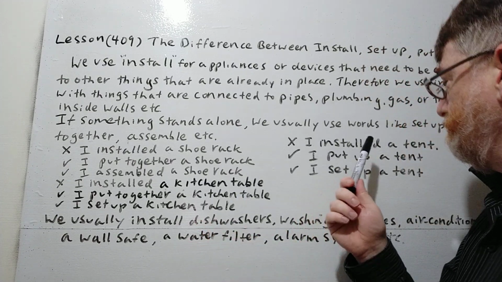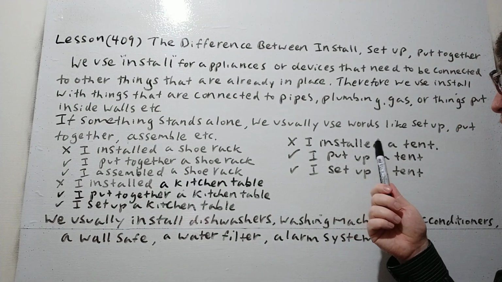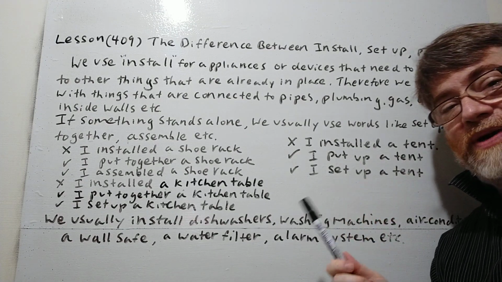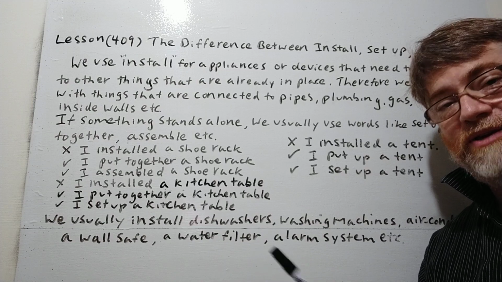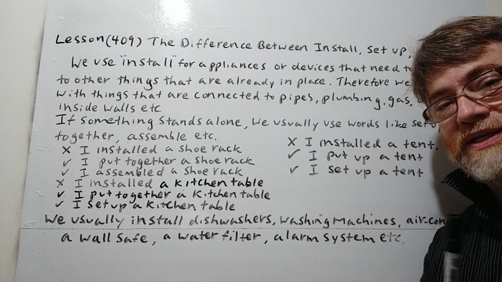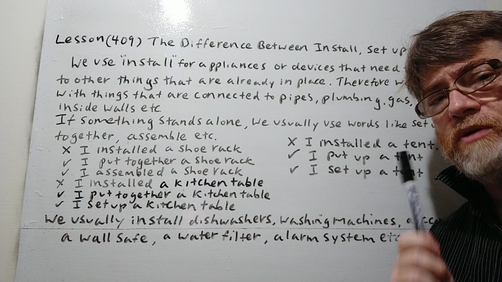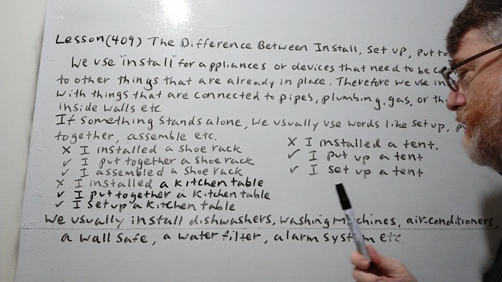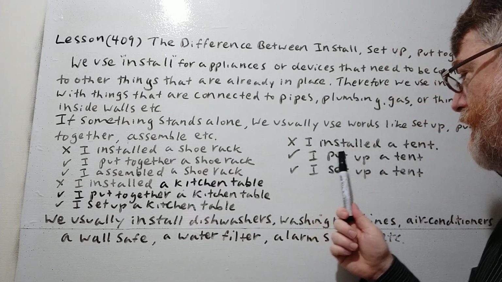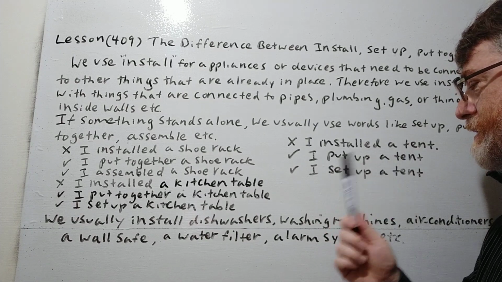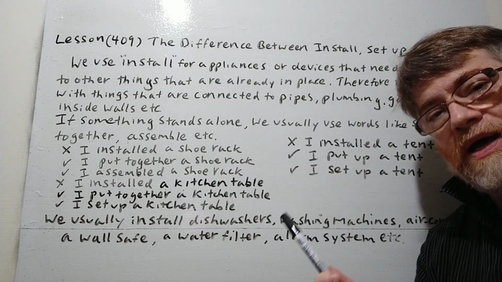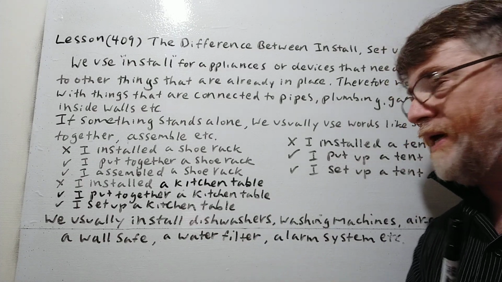All right, here are a few more examples. I installed a tent. No, definitely not. You don't install any tents. You put up a tent. That's the way we usually say it. Well, we use the word pitch too. You can pitch a tent, put up a tent, but not install a tent. I put up a tent. Yeah, I set up a tent. Basically, that's the way we would say it.